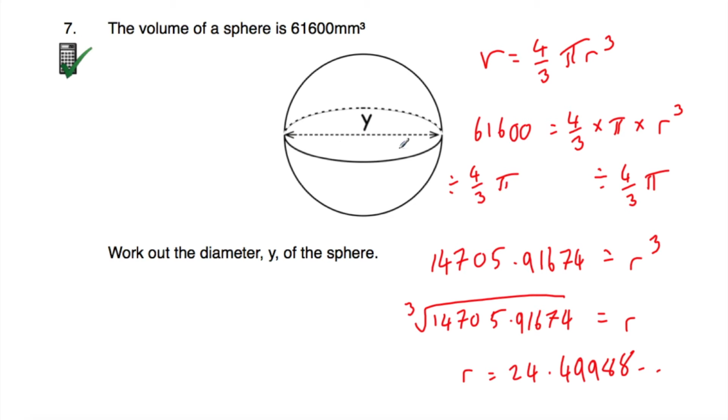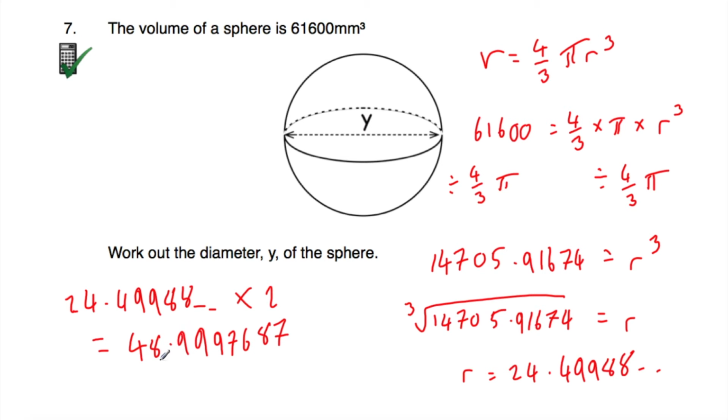We want the diameter of the sphere, so we're now going to multiply that by 2. So we're going to do 24.49988 and so on, which is on my calculator display, and then I type multiply by 2 and press equals. I get 48.9997687, and that's in millimeters. Let's round that to the nearest millimeter, so that's going to be 49 millimeters. So I've got the diameter of the sphere to be 49 millimeters.